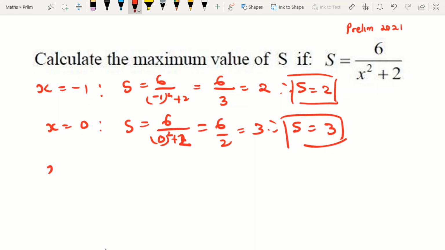And let's say you try x being equal to positive 1. So this is the same as this because there's a square here. So irrespective of the sign, it's still going to give you the same answers, right?